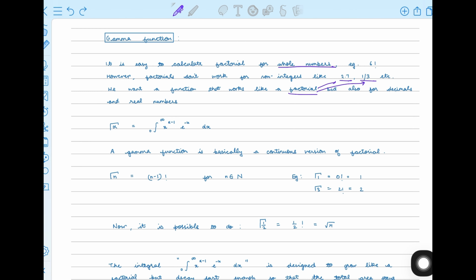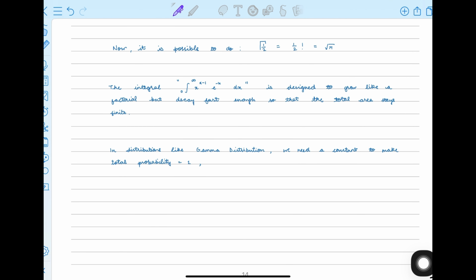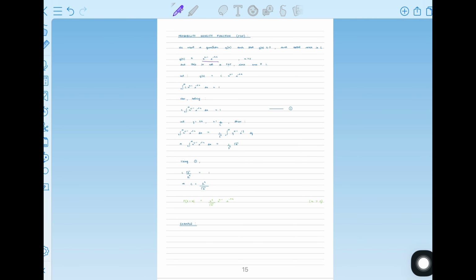Therefore, we want a function that works as a factorial but for such types of numbers. The gamma function is defined as follows and is basically a continuous version of a factorial. This integral is designed in such a way to grow like a factorial but also to decay fast enough so that the total area stays finite. In distributions like gamma distribution, we need a constant to make the total probability equal to 1. The original gamma function is not a PDF since the total area is not equal to 1. Therefore, we multiply it by a constant and then solve the integral. We use substitution to find the value of C and then input it in the PDF.